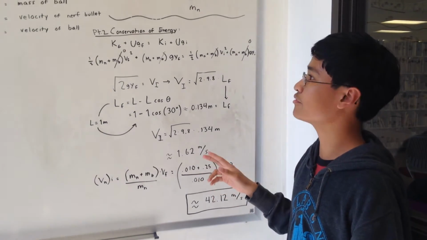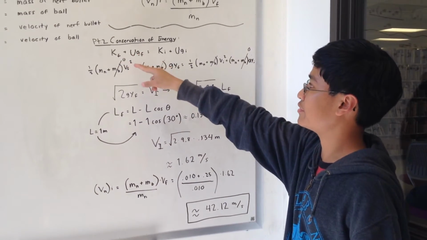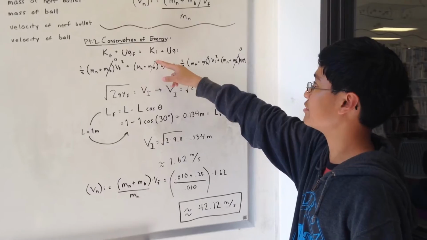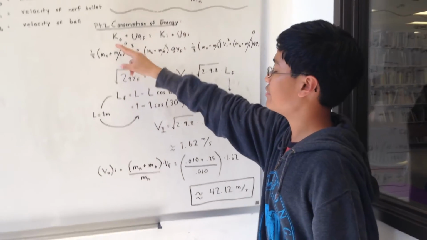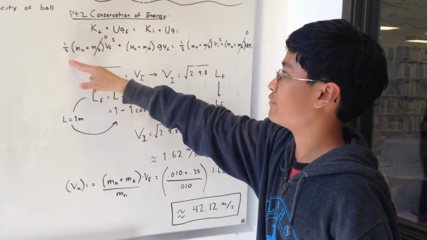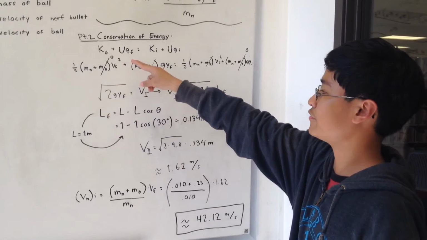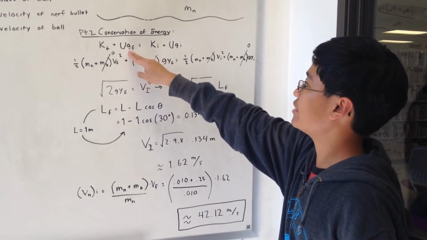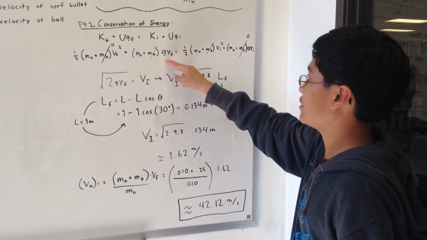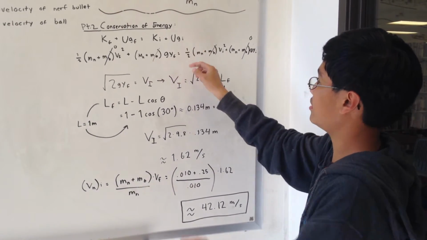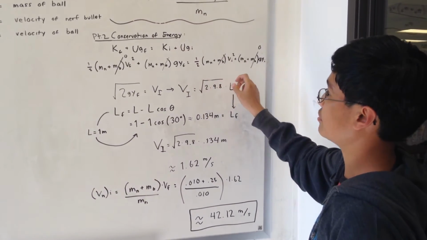Okay, so for part 2 of the problem, since energy is conserved, we have the sum of the kinetic and potential energy final equals the sum of the kinetic energy plus the potential energy initial. So, the definition of kinetic energy is 1/2 times the combined masses times the final velocity squared. And for the definition of potential energy, we have the total mass times gravity times its final height, and we could also say this for the initial part of the equation.